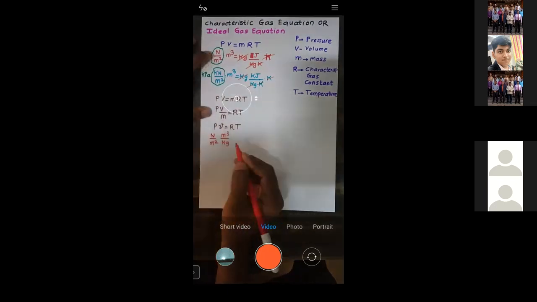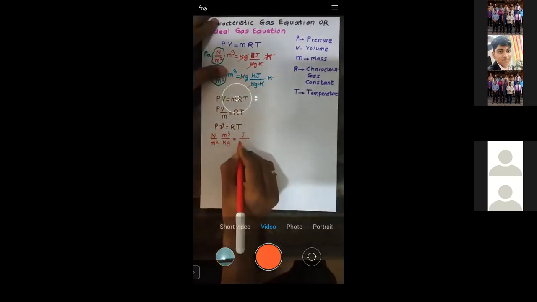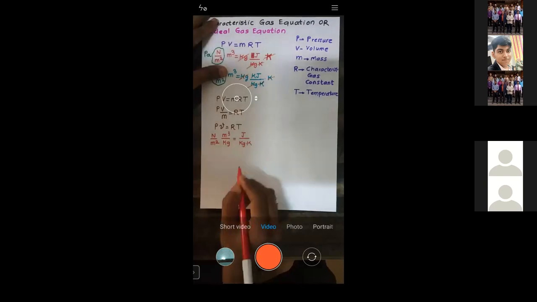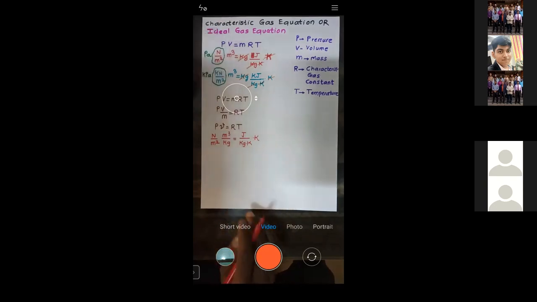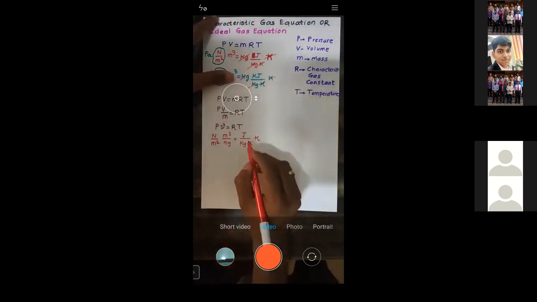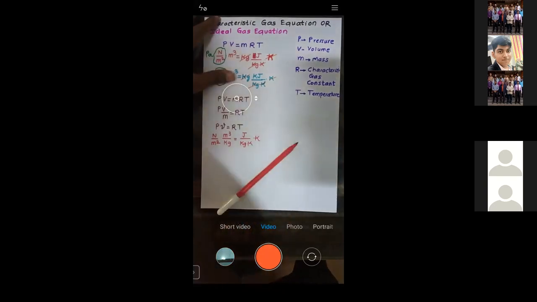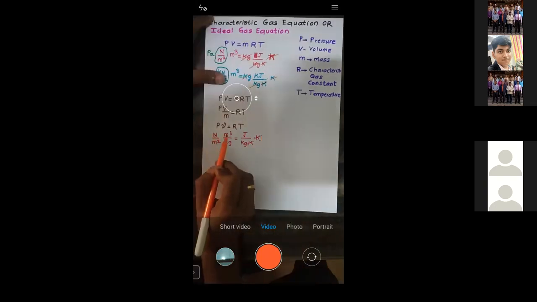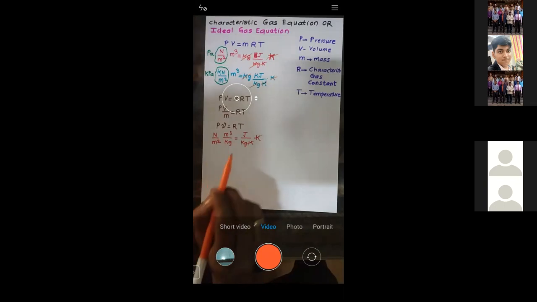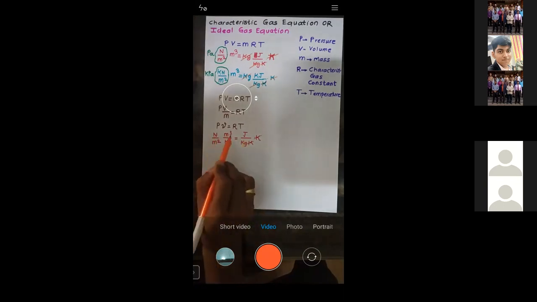R will be in joule per kg Kelvin, right? Temperature is again in Kelvin. So what happens? This Kelvin and this Kelvin get cancelled. What is remaining is Newton meter by kg. Newton meter by kg is nothing but joule by kg, right?